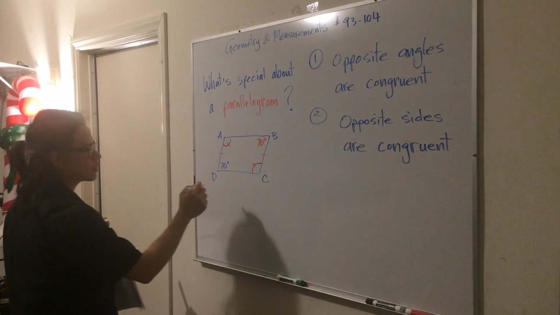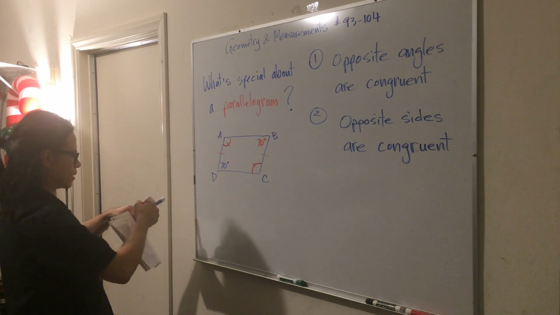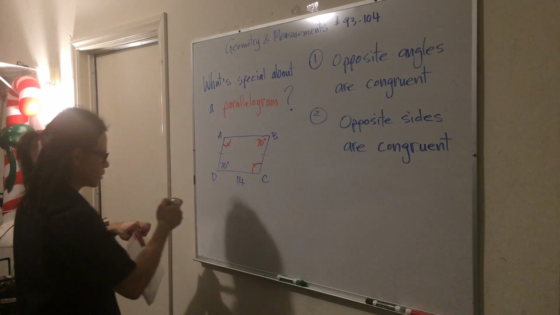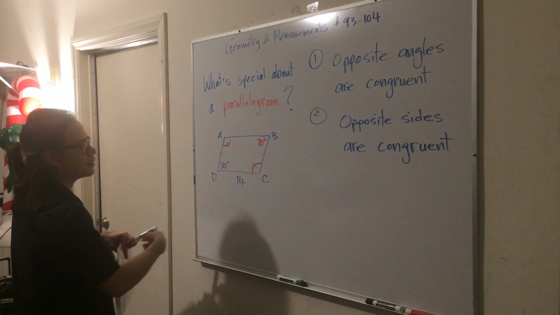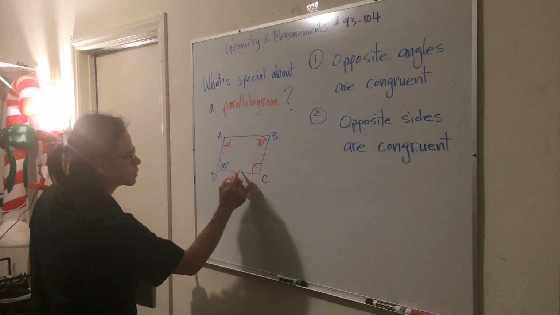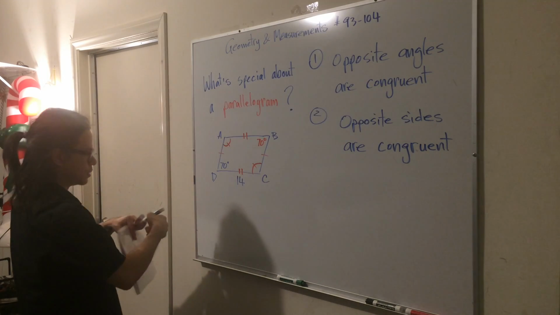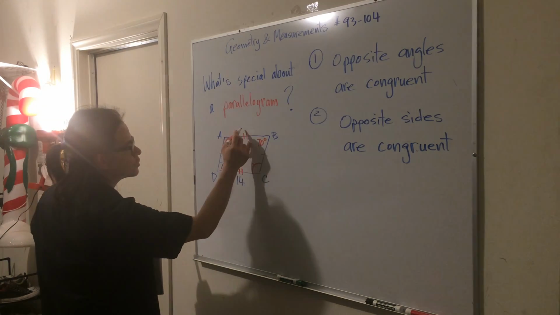So let's say DC is 14. We know that the opposite side is congruent. So this side is the same as this side. So this here is also 14.